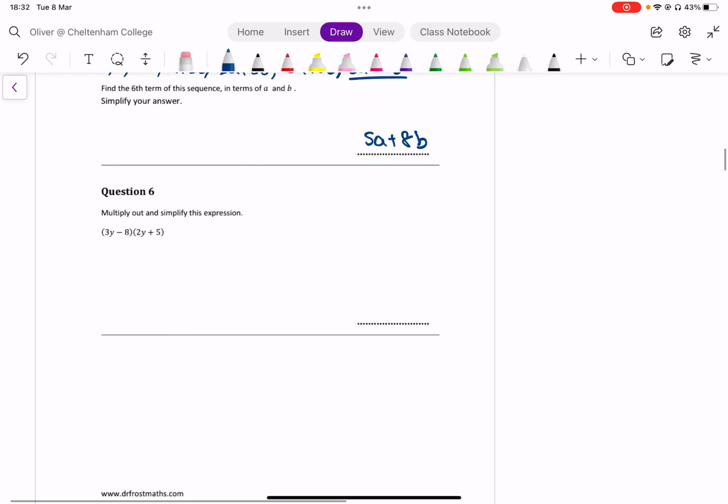Multiply out the bracket, so 3y times 2y is 6y squared. Then I do 3y times plus 5, which is 15y. Minus 8 times 2y is minus 16y. Minus 8 times 5, minus 40. 6y squared minus y minus 40 is my answer to that.